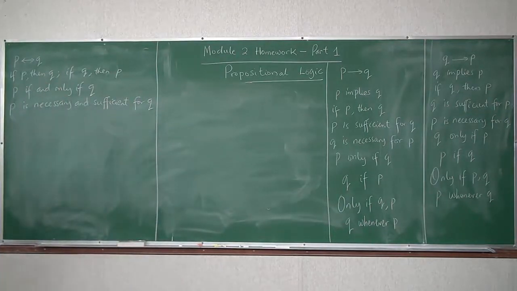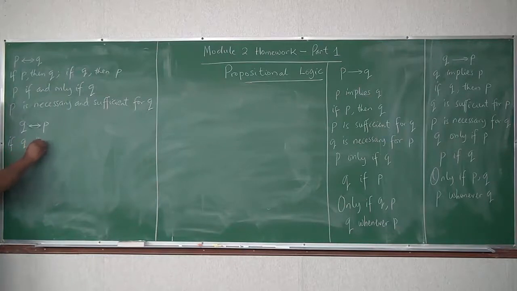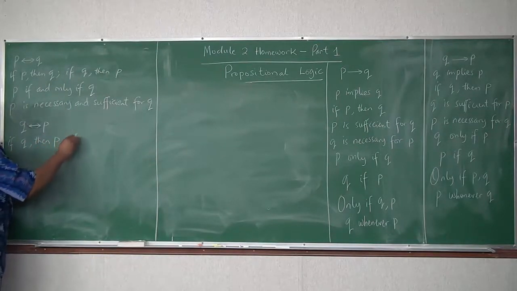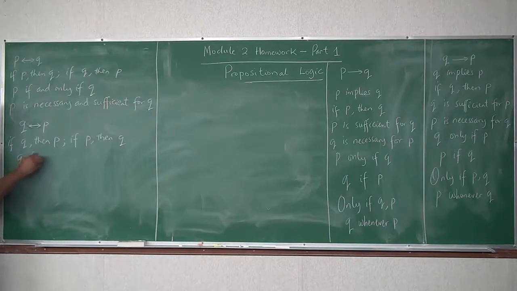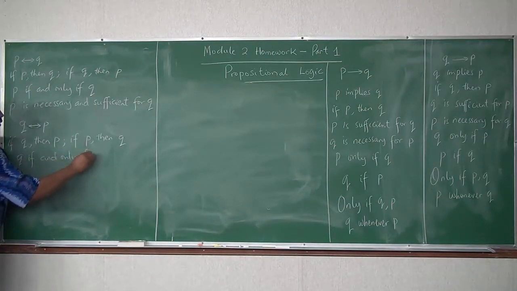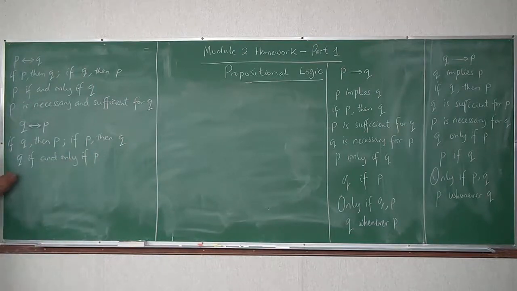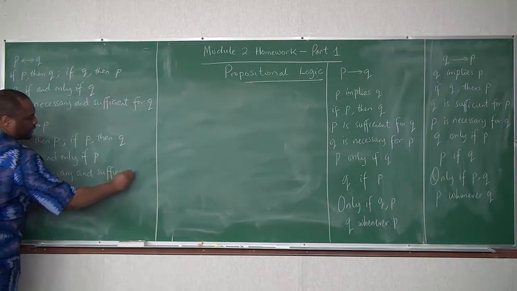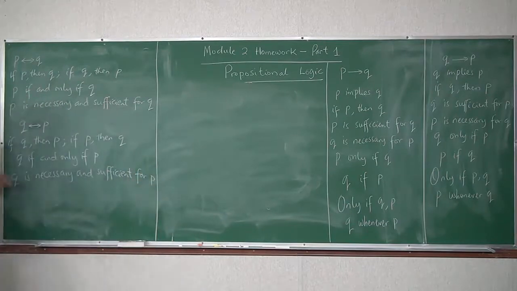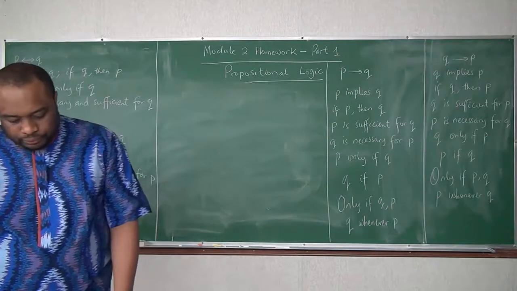Now let's do Q biconditional P. So this will be if Q, then P, and if P, then Q. Q if and only if P. Q is necessary and sufficient for P. Alright, now let's come to the questions. Question 6.